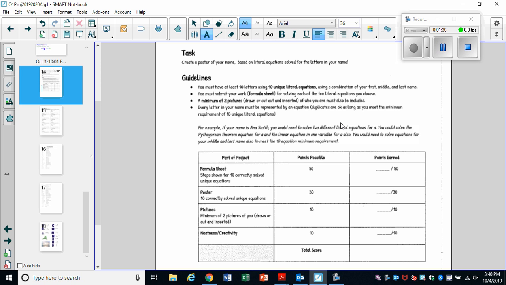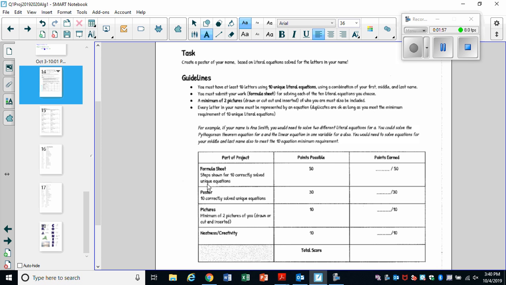Basically, you can't use the same equation for the same letter more than one time. So even if you have the same letter, you need 2 different equations for the same letter.